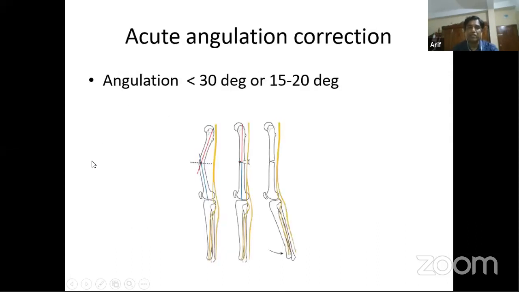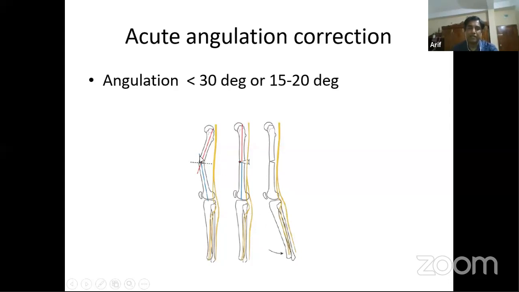And for acute angulation correction, though different literature says a slightly different amount, in our clinical practice, everyone usually follows the rule. If the angulation is less than 30 degrees, you can correct acutely. Somebody said it is 15 to 20 degrees. Usually if it is less than 30 degrees, it does not produce any functional problems. And here is an illustration.